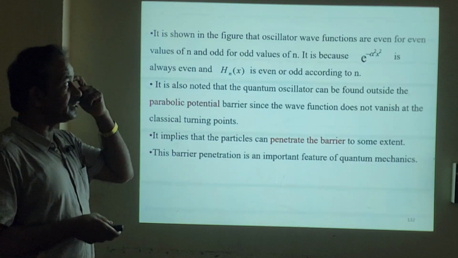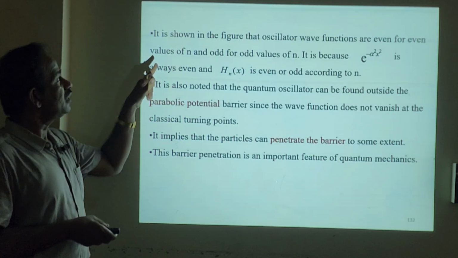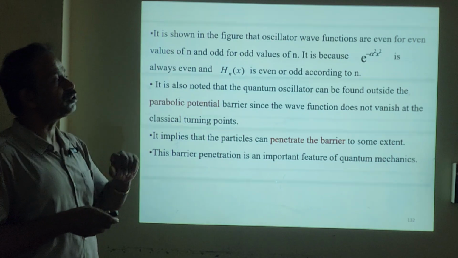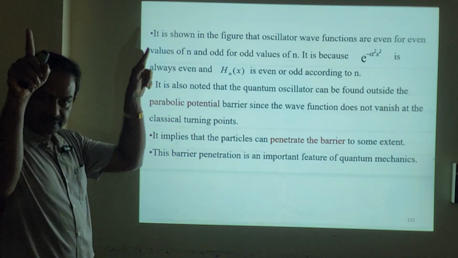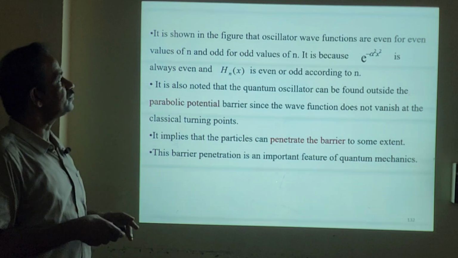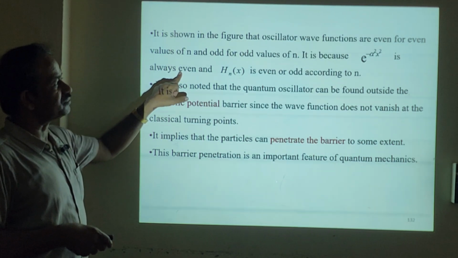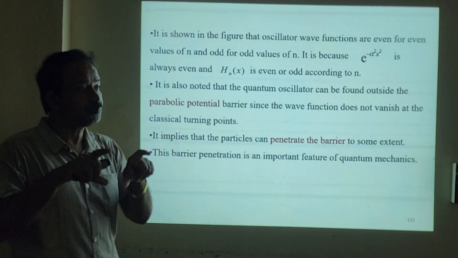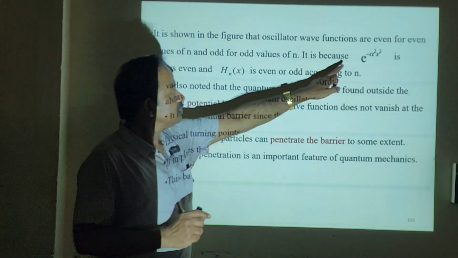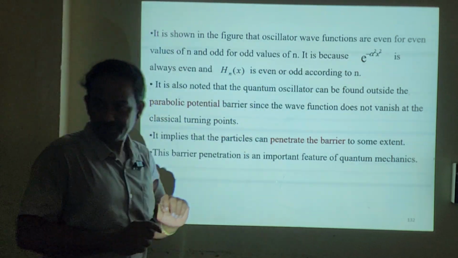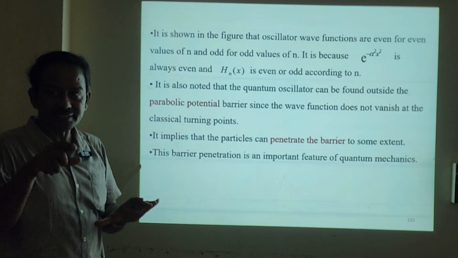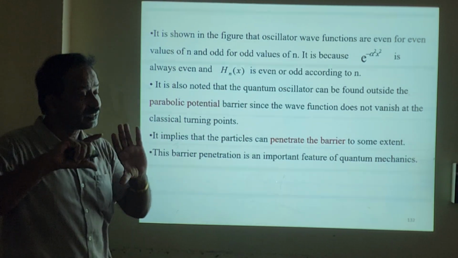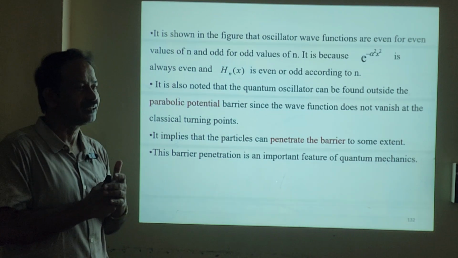It is shown in the figure that the oscillator wave function is an even function for even values of n and odd for odd values of n. Just now we have seen. Correct? It is because of e power minus alpha squared x squared. That's why, for a parabolic potential, it is always an even function. So here Hn of x only will decide. The Hermite polynomial will decide whether it is odd or even. So this is multiplied by this. This is the total wave function. N multiplied by Hn multiplied by e power minus alpha squared x squared is the complete and general solution. This is what we have seen.